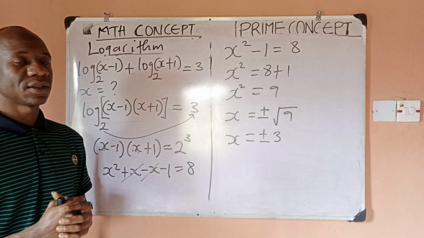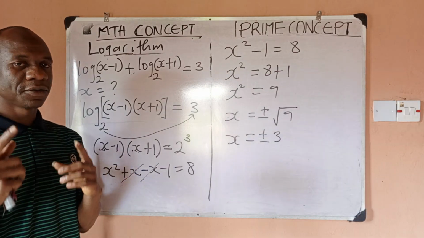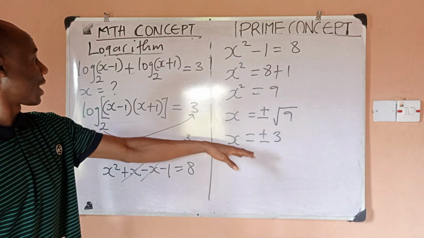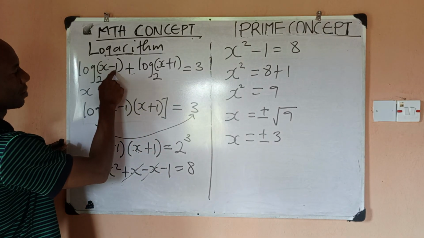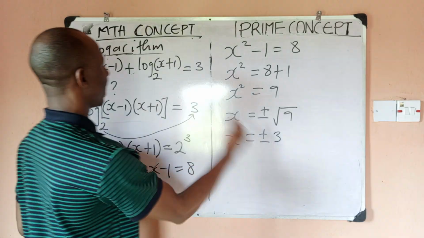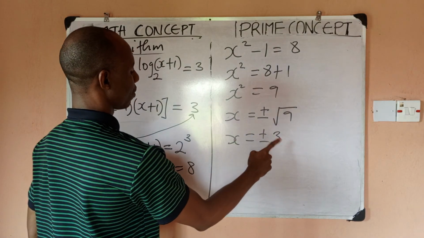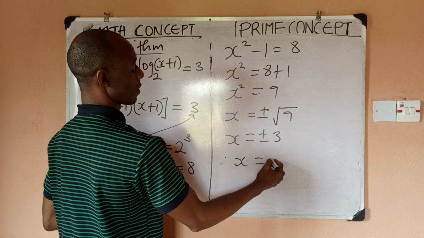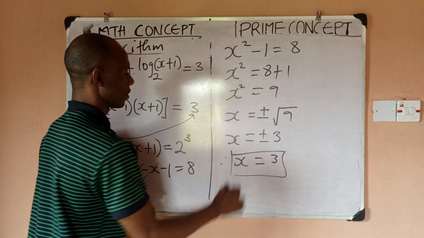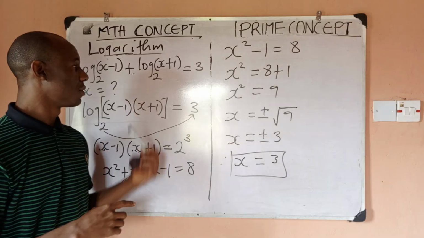So I believe this concept is clear to us. Of course, if you check, okay, let's quickly see. If I use minus 3, I have a negative inside the logarithm, which would not work. So it means my solution would just be the positive part, x equals 3, so that this would work. So I believe it's clear to you.